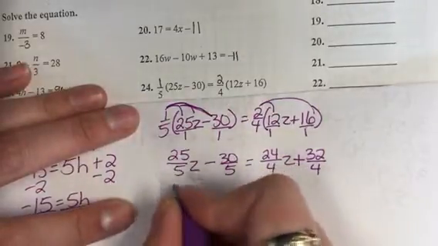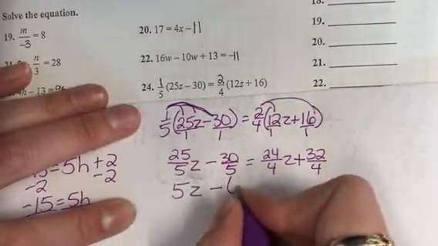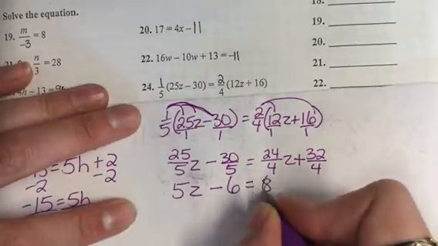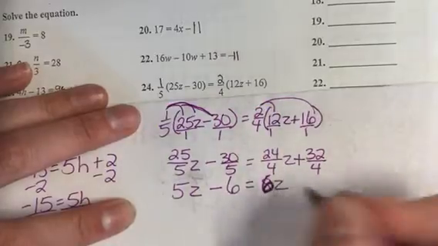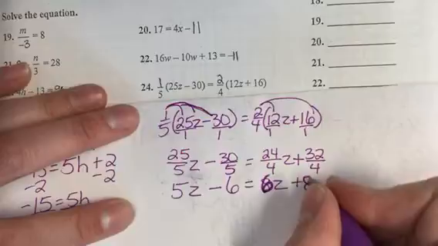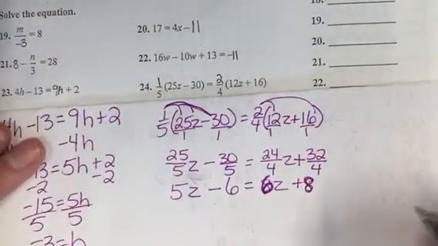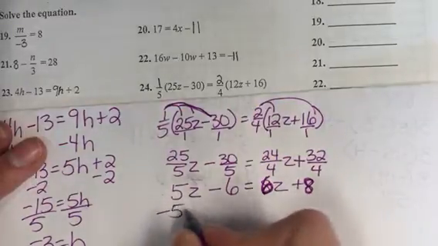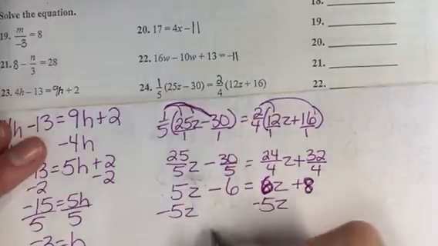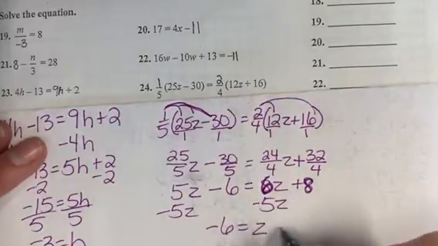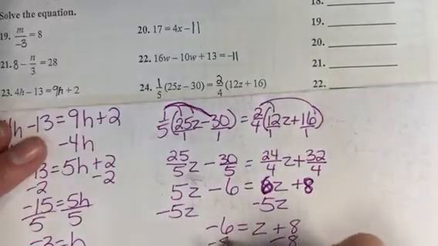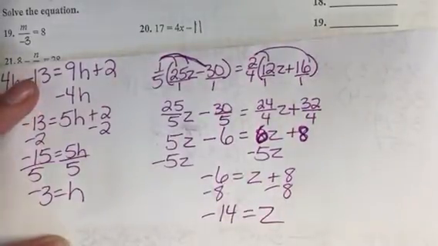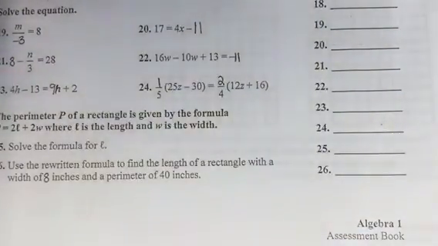25 divided by 5 is 5. 30 divided by 5 is 6. 24 divided by 4 is 8. Or is it 6? It's 6. 6z plus 8. There we go. There's where that 8 comes in. Okay. Now we are going to take the smaller z and subtract it across the equals. z plus 8, minus 8, minus 8, negative 14 equals z. Okay.